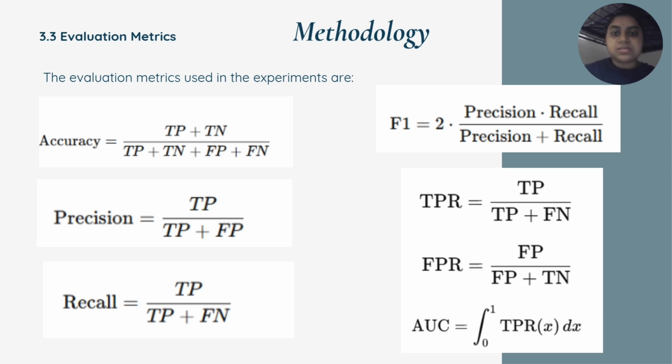And last but not least, the F1 score. It is the harmonic mean of both precision and recall. And here are the formulas that I attached earlier for all the representative evaluation metrics.